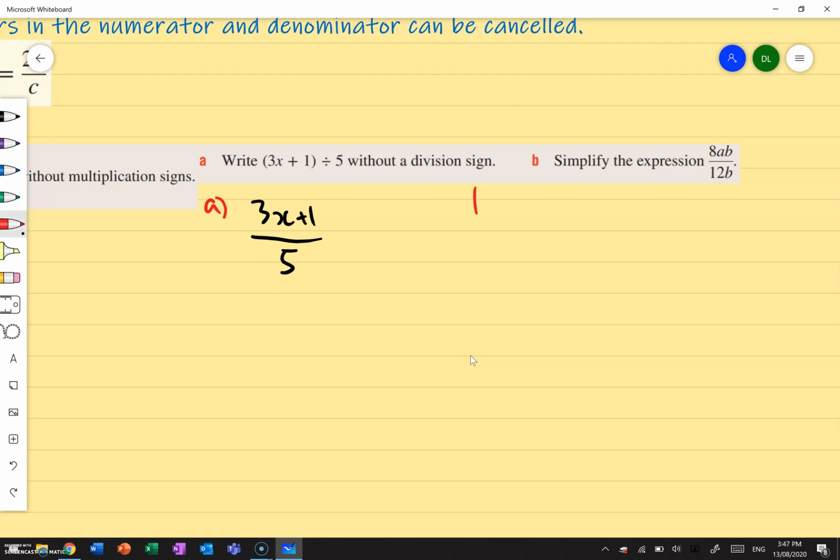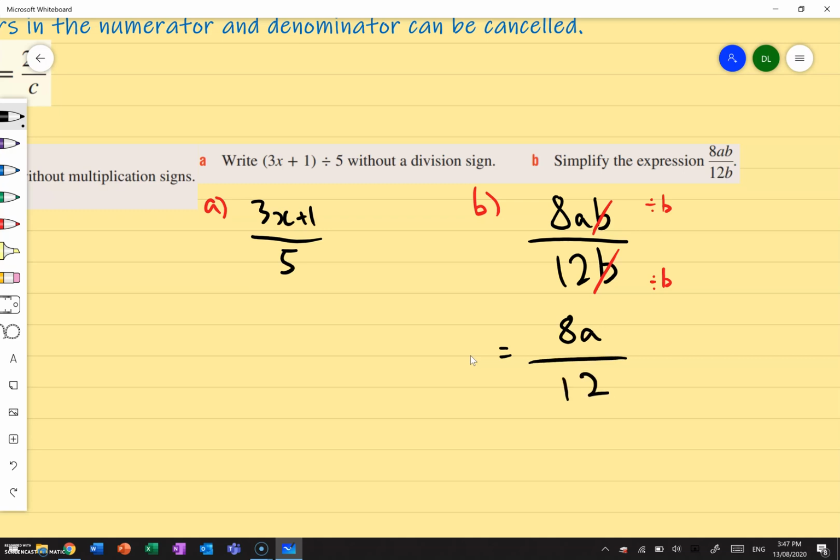B is a little bit more tricky, and we'll get to that now. So 8AB, I'm going to write it a bit big over here, 8AB over 12B. The first thing I'm going to do is ask, what is in both of them? Well, I know that there's B in both of them. So I'm going to divide by B. What that means is that essentially I can just get rid of them. That gives me 8A over 12, because I got rid of the B's.